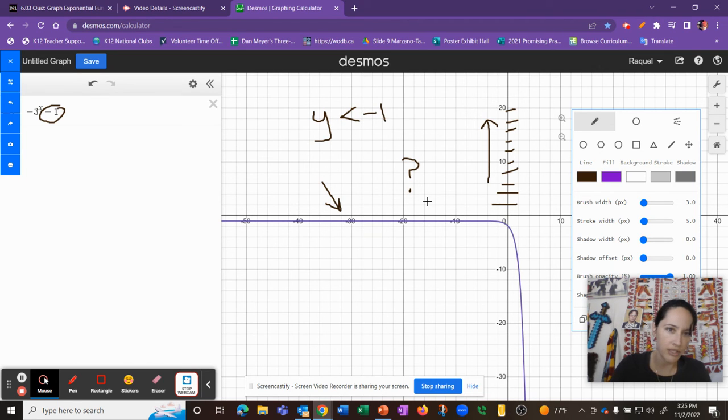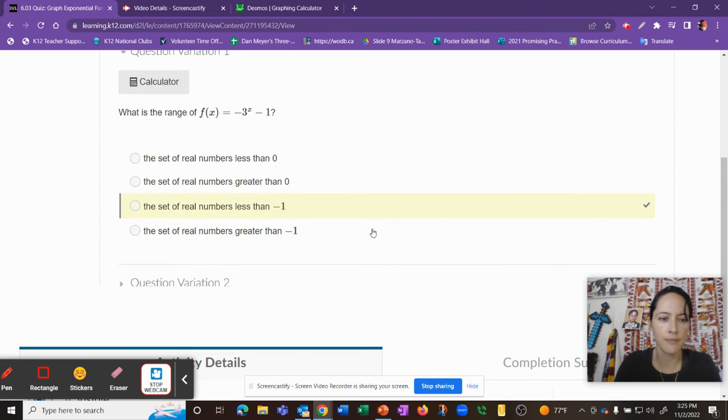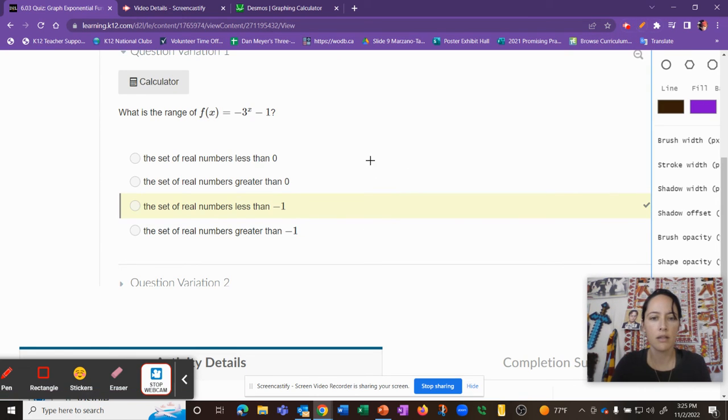We don't even put or equal to. So let's go see if that's an option and the vocabulary they use. The set of real numbers less than -1. Y less than -1. This vocabulary is just exactly that. Y less than -1. Y can be any real number. It's implied that we're in the real numbers, but very good.